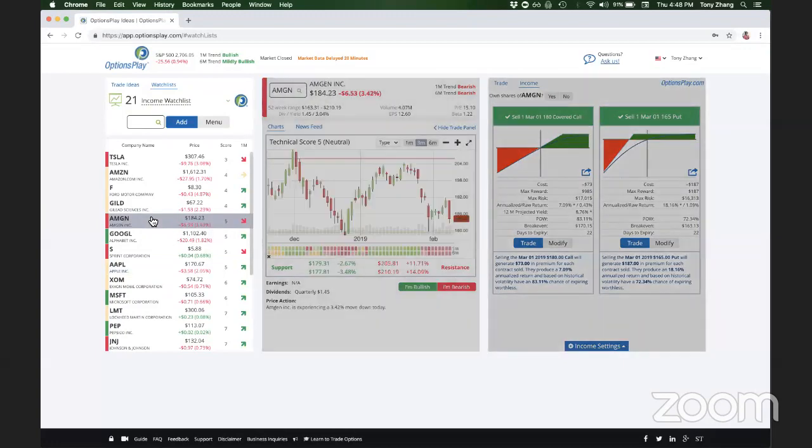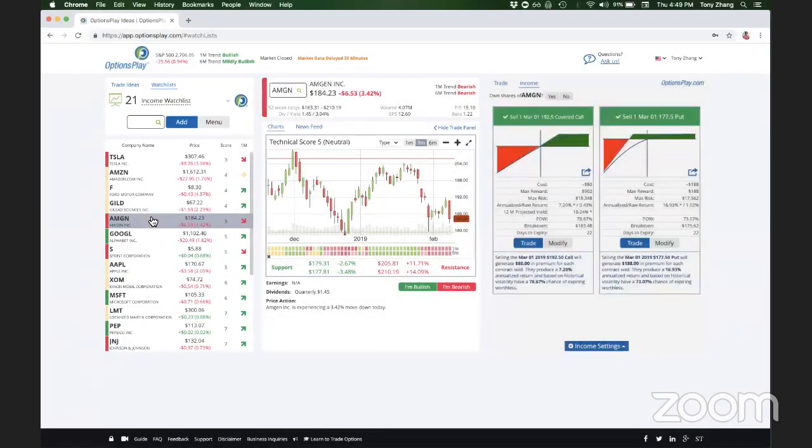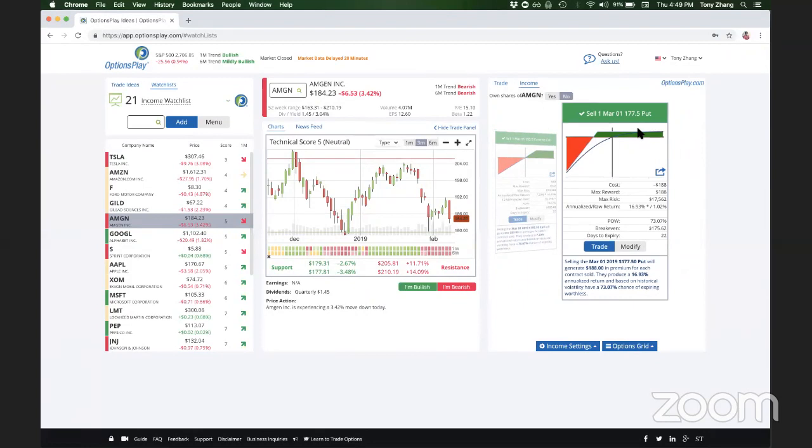Compare that to maybe a pharmaceutical stock like Amgen, which is trading at roughly the same price, around 184. In this particular case, I actually get a relatively similar risk profile. So selling a March 1st 177.5 put, so about a $7.5 strike price below the current price, so about a $7.5 discount. On top of that, I get $188 in income, which is another 1% discount on top of that 177.5 purchase price.